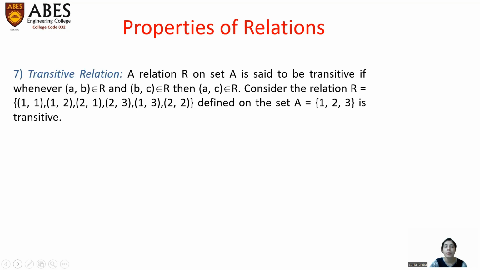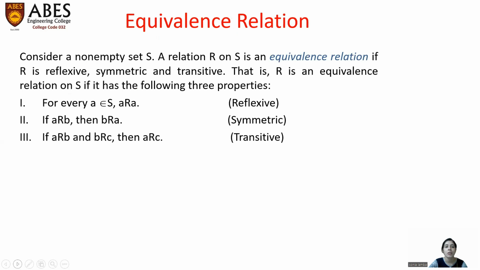So here in this example, we can see whenever the ordered pair 1 comma 2 is in the relation and 2 comma 3 is in the relation, for these two pairs the ordered pair 1 comma 3 is also in the relation. So here we can check for each and every possibility, and if the transitive property is satisfied, then only we will say that the relation defined on some particular set is a transitive relation. So these are the 7 properties regarding the relation.